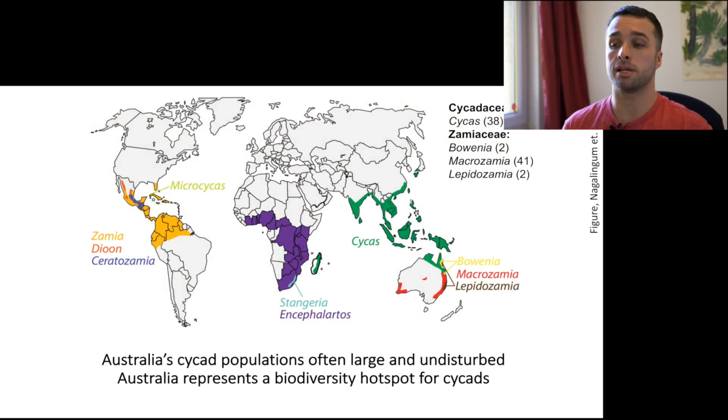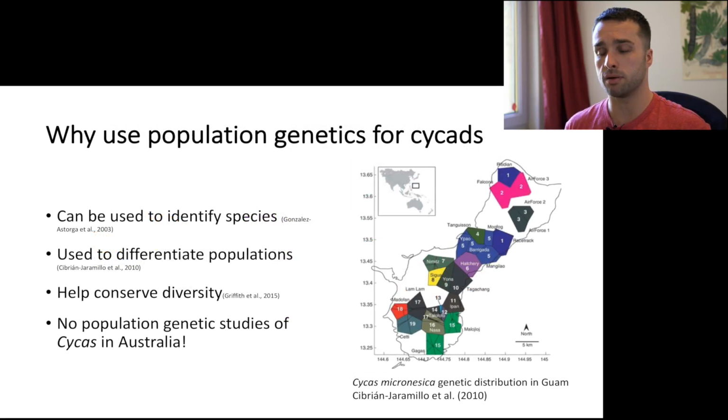Australia represents a biodiversity hotspot for cycads. We have 4 genera of cycads in Australia, across both families, Cycadaceae and Zamiaceae. Cycas is a pretty large genus, represented with 38 species in Australia, which is quite important. Australia's populations are perfect for genetic studies because these populations are relatively less disturbed and are often larger than we find elsewhere around the world. That's true of cycads in general.